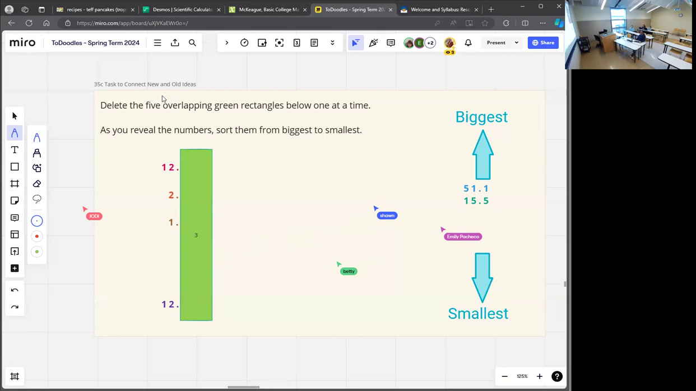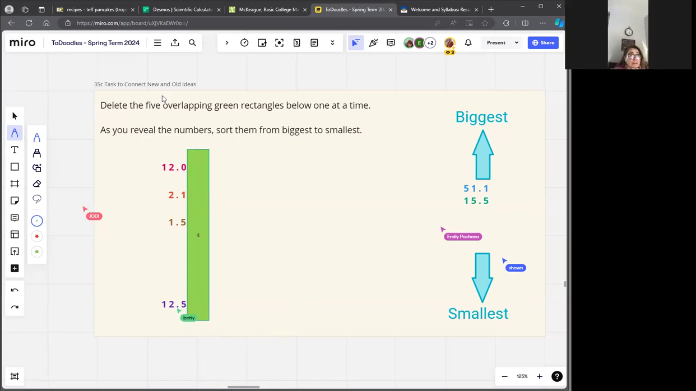Okay, go ahead and delete the rectangle number 3. Okay, now we have 12 and 0 dimes. We don't know if it's $12 even, $12.07, something like that, right? We don't know how many pennies are there. And we have $12.50 something. Is it 53 cents? Is it 58 cents? We don't know. But now we know which of those is bigger. Right. The 12.50. Yeah.